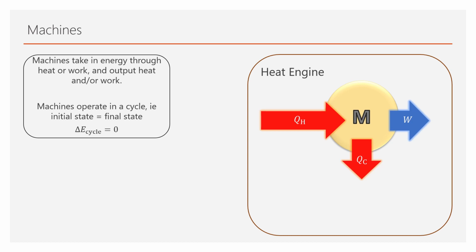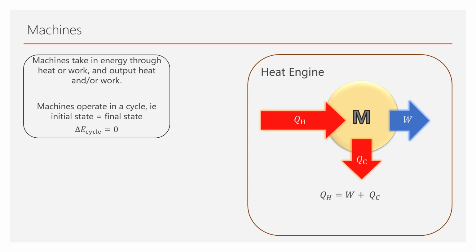Because there is no change in energy over the course of a cycle, the input energies must be equal to the output energies. In the case of a heat engine, the input energy is heat pulled from a hot reservoir, Q sub H. The output energies are the work done and the heat dumped into the cold reservoir, Q sub C. The heat dumped into a cold reservoir is the heat that is exhausted through the tailpipe at the back of the vehicle.